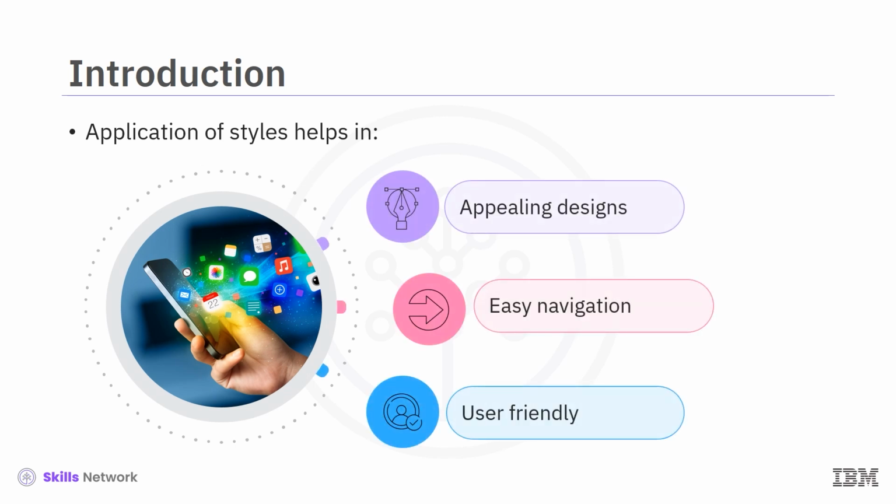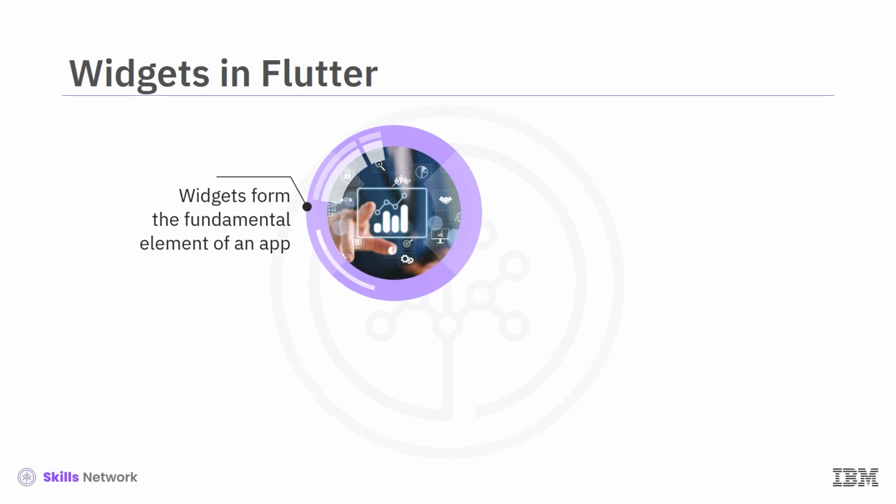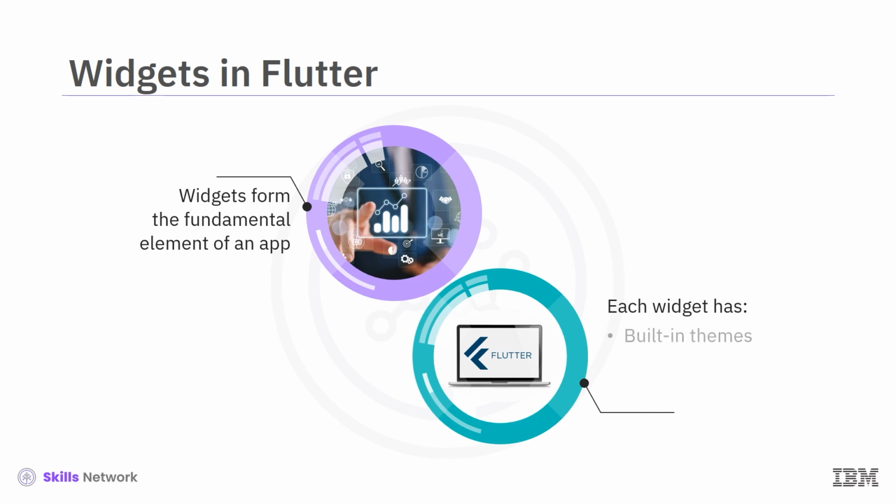The app must have a visually appealing design and ensure easy navigation. The thoughtful application of styles helps users navigate the app easily, making their shopping experience more enjoyable and efficient. You can achieve this by using the key feature in Flutter, which helps with styling widgets. In Flutter, every component is a widget, forming the fundamental elements of an app. Flutter offers multiple styling options such as built-in and custom themes and direct styling for individual widgets.